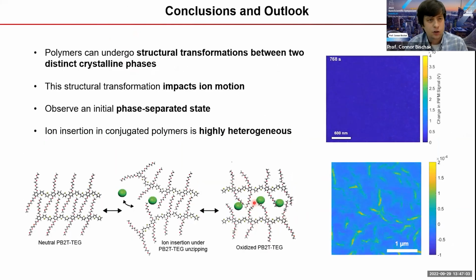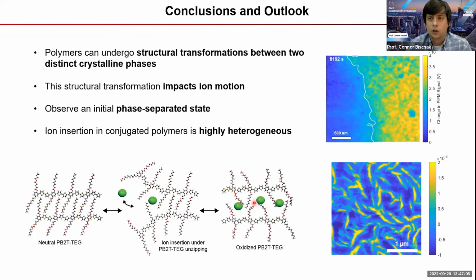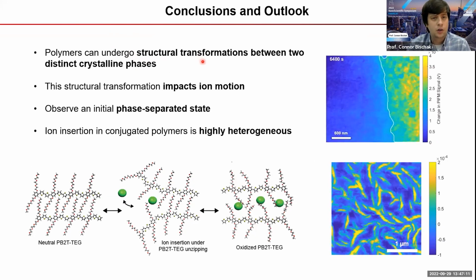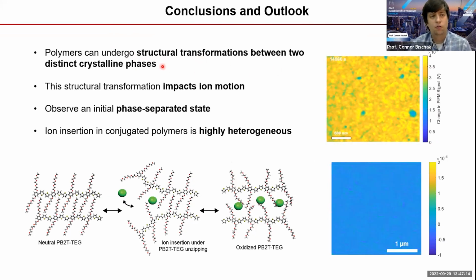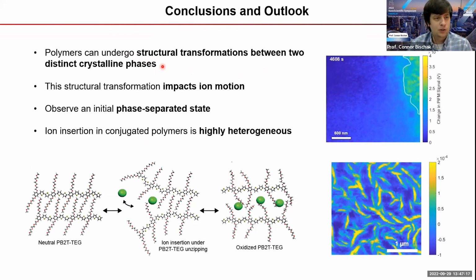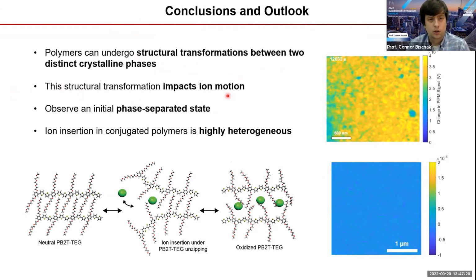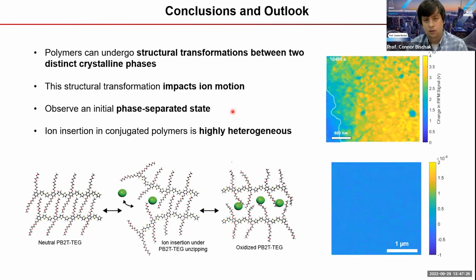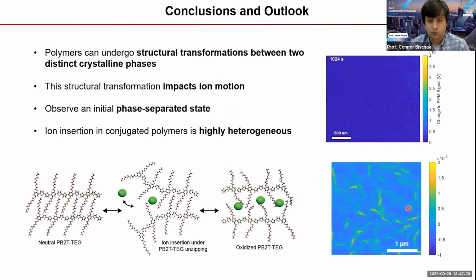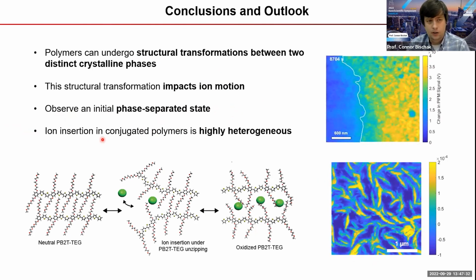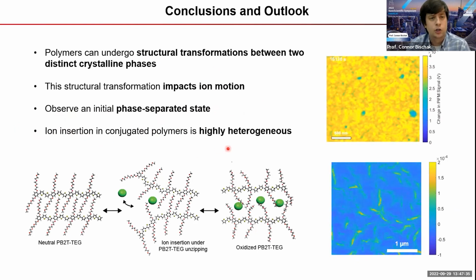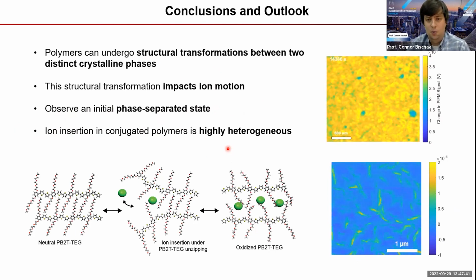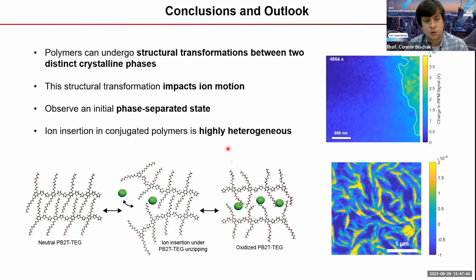And so in conclusion, I mainly talked about our work on conjugated polymers today. So polymers, we saw, can undergo these structural transformations between two distinct crystalline phases as we drive ions in and out. We see that these structural transformations impact ion motion at the nanoscale. We can observe this phase separated state as we start driving ions into our material that looks something like this. And that ion insertion in conjugated polymers is really heterogeneous. And so we think that ions are going to crystalline regions first. We have some other evidence for this, but we're working on some more correlative imaging approaches in order to look at this further.